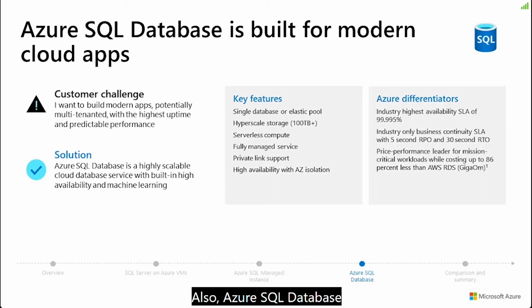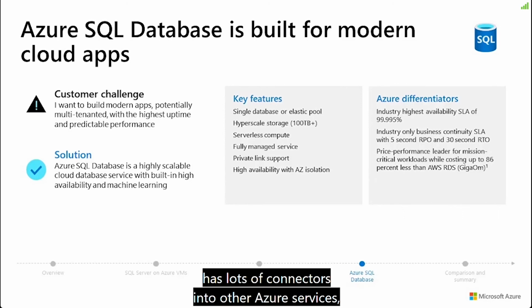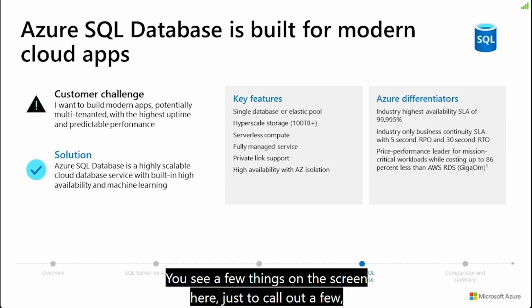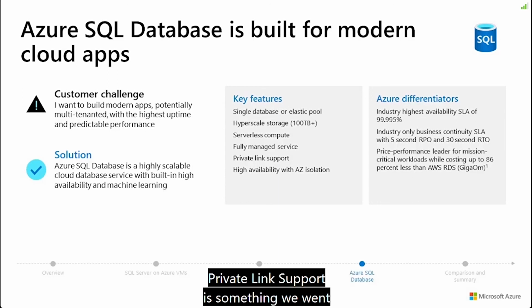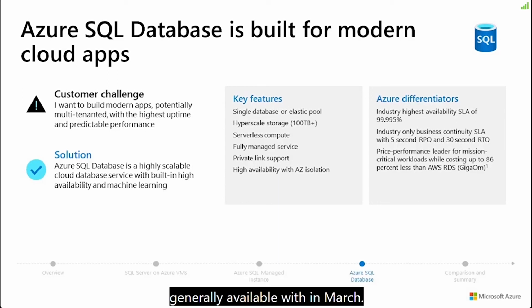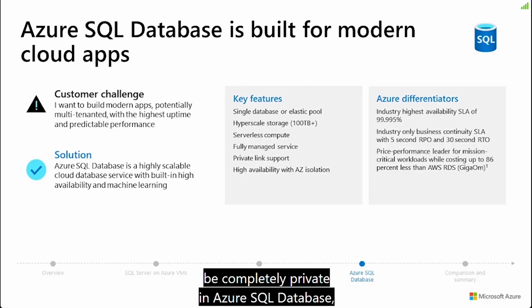And also, Azure SQL Database has lots of connectors into other Azure services, so you can really harness the power of Azure. You see a few things on the screen here just to call out a few. Private Link support is something we went generally available with in March. This is huge because now it means your whole DNS hierarchy can be completely private in Azure SQL Database, whereas before there was really just a public endpoint.